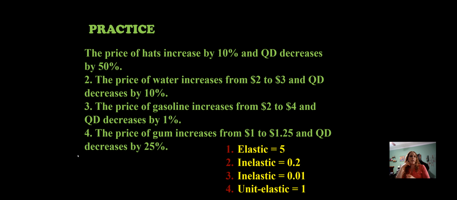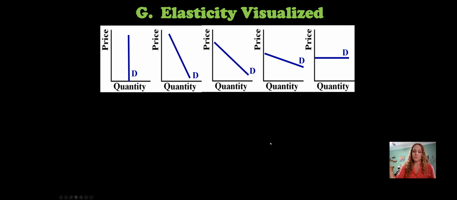The price of gum increases from $1 to $1.25. Quantity demanded decreases by 25%. So I'm going to put 0.25 or 25% on the top. And then my bottom number, price, 1.25 minus 1 is 0.25 over 1, so over 0.25. So we got 0.25 over 0.25, or 25% over 25%. That equals 1. That means that it is unit elastic. So hopefully you either got the answers to those correct, or you understand now better what those answers ought to be. Okay. Now, let's talk a little bit about elasticity visualized.